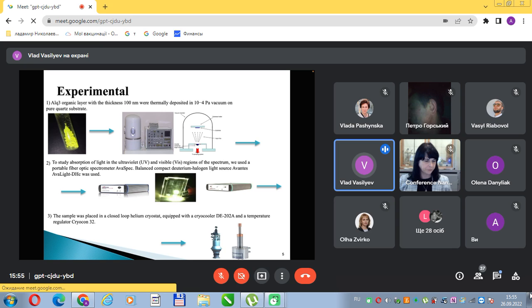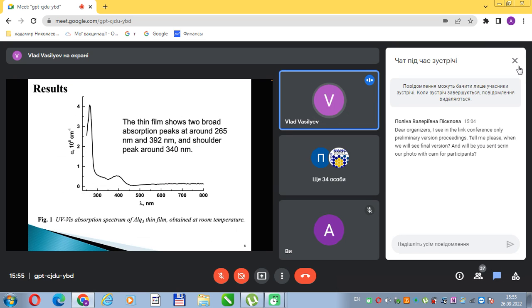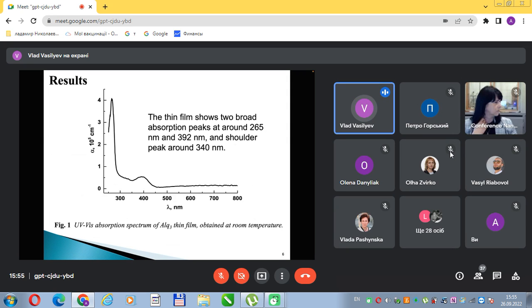Results. Figure 1 shows the absorption spectrum of aluminium Q3 thin films obtained at room temperature. The film shows two broad absorption peaks at around 275 nanometers and 392 nanometers, and a shoulder peak around 340 nanometers. Our results are in agreement with the results given by other scientists.